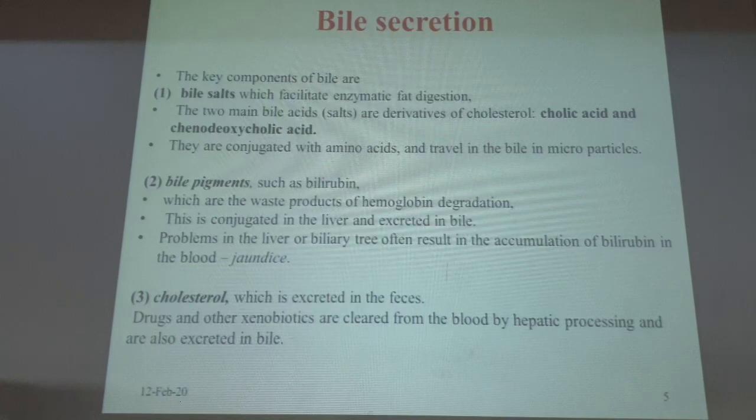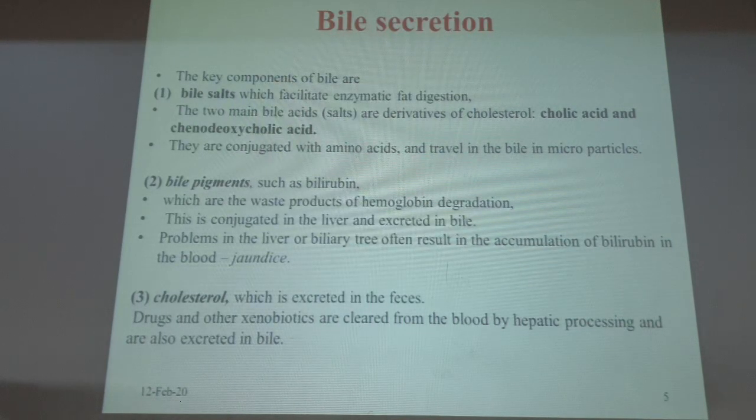What's the composition of bile? Bile, but bile is formed of what? Mainly, the main constituent is the bile salts. From its function, we think of bile salts. We have what? Cholic acid and chenodeoxycholic acid. These are the primary bile acids.